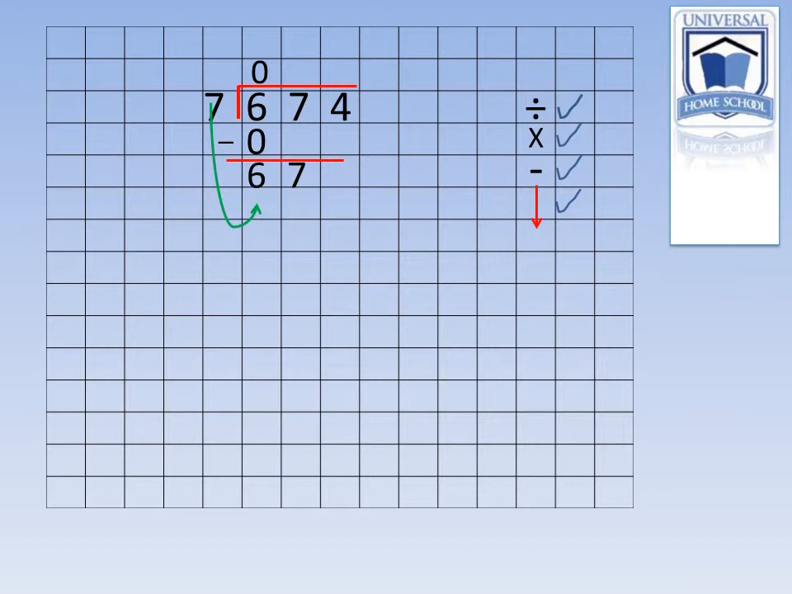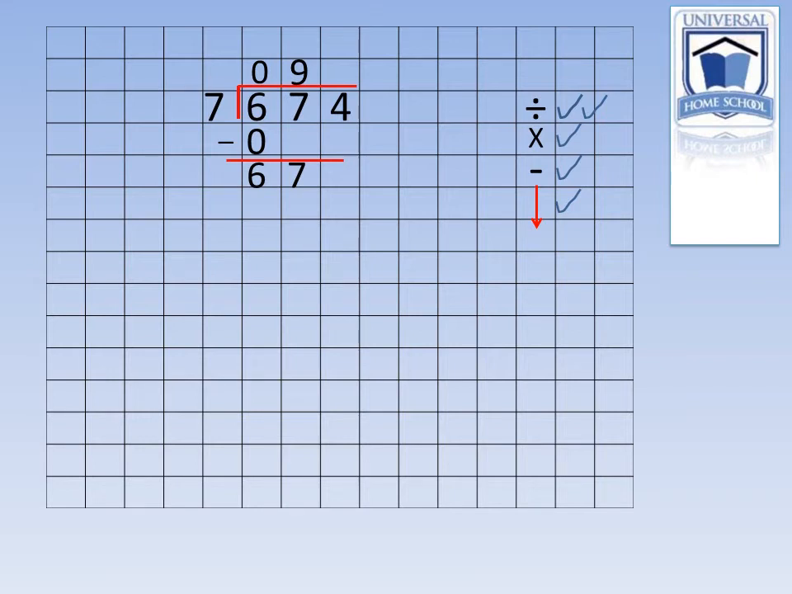7 times 7 equals 49. 7 times 8 equals 56. 7 times 9 is 63. 7 times 10, 70, which is too much. So we go back down to the 9, which is 7 times 9 equals 63. So we're going to say 9. There will be a remainder here, so it's the next lowest below 67, which would be 9. Okay? So there are 9 7s in 67, with the remainder, of course.